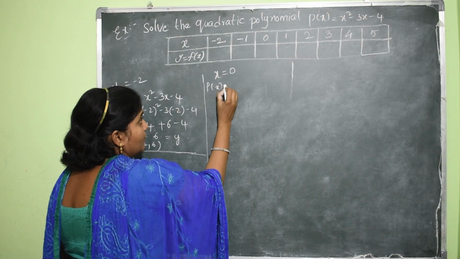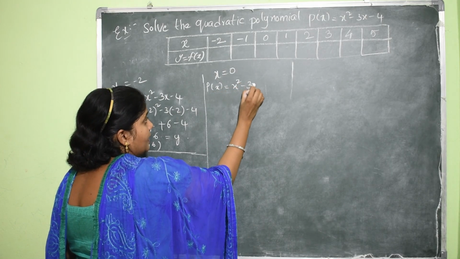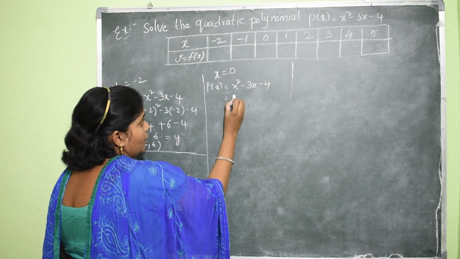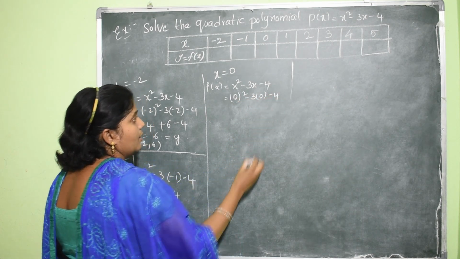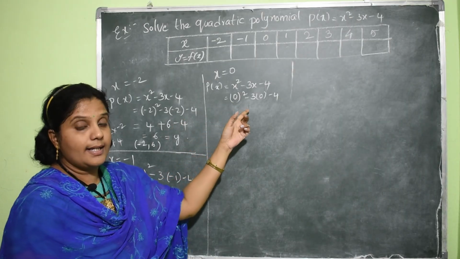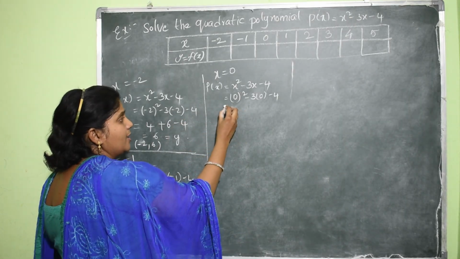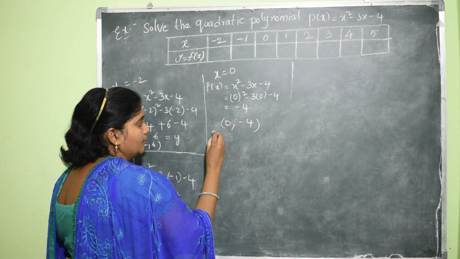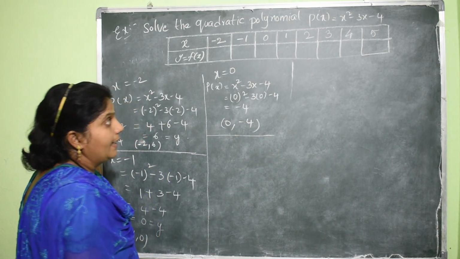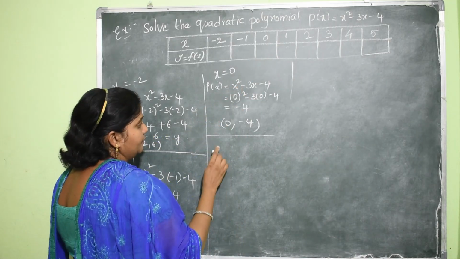So p of x is equal to x square minus 3x minus 4. So 0 whole square minus 3 into 0 minus 4. 0 into anything is 0 only. So that is minus 4. So for x value 0 we got the value as minus 4. Next I am taking x value as 1.